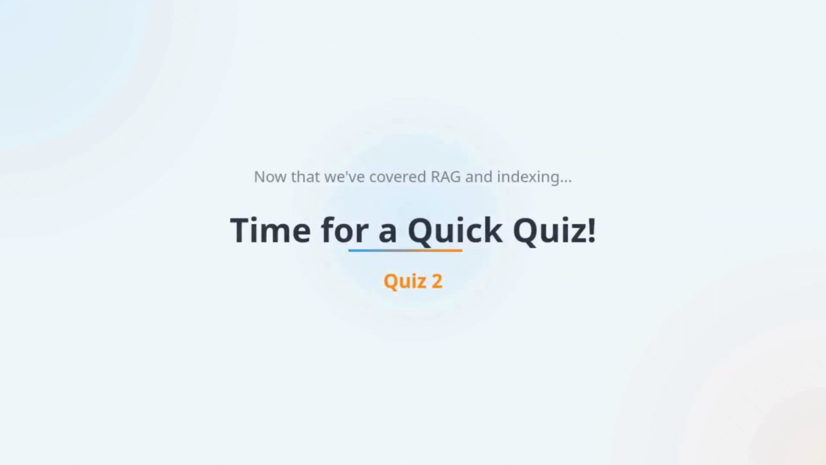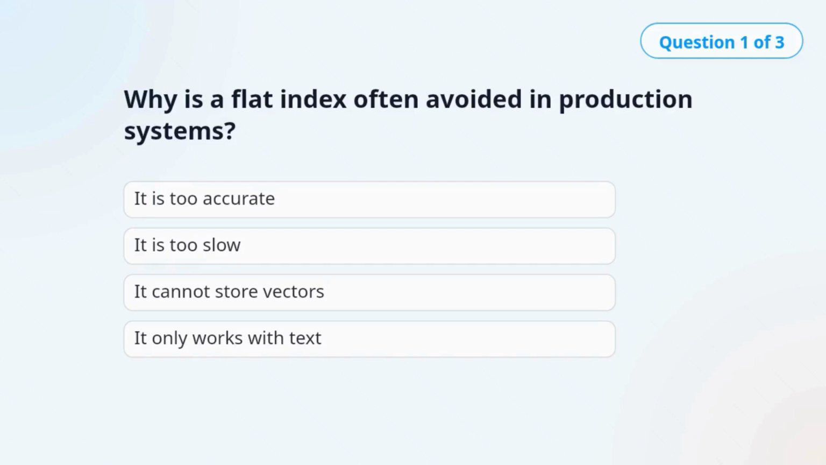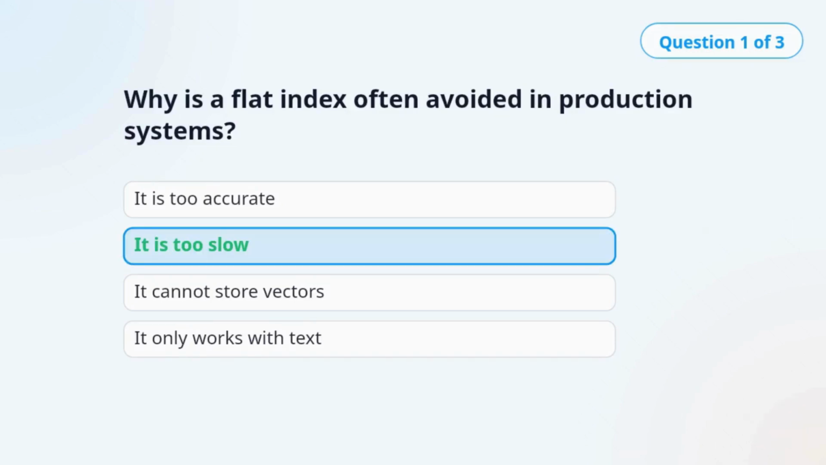Now that we've covered RAG and indexing, let's test what we've learned so far. Here's quiz number 2. See if you can get it right. Question 1. Why is a flat index often avoided in production systems? The correct answer is, it is too slow. A flat index checks everything, so it becomes slow as the dataset grows.